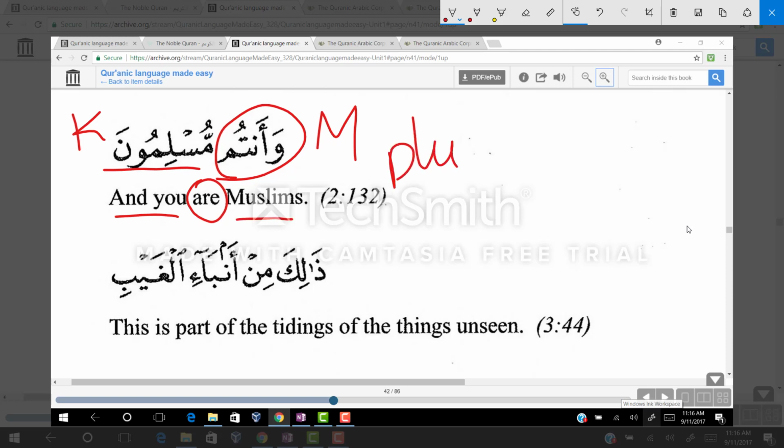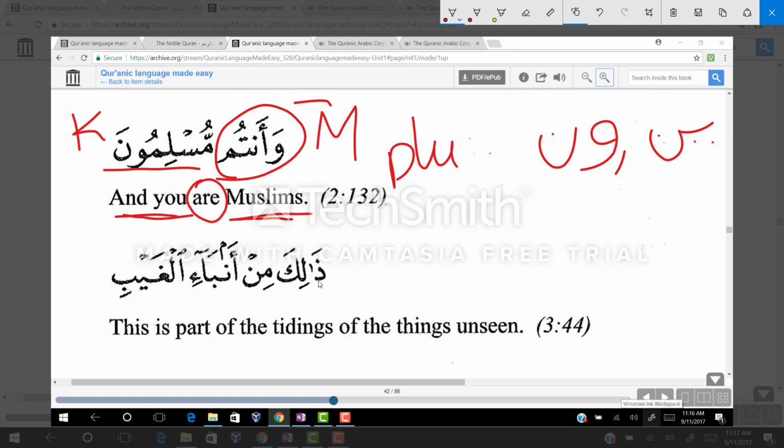You can't just say "you is Muslims", right? You have to use "you are Muslims". So here, whatever comes before "are" is our mubtada, antum is the mubtada, and whatever comes after "are" is the khabar, Muslims: you are Muslims. And muslimuna, anything ending with waw-noon or yaa-noon is the plural form of nouns. Muslimun is the singular, muslimuna is the plural.